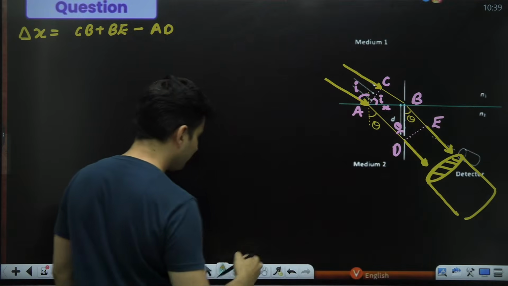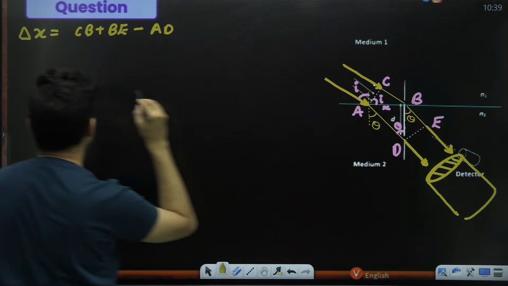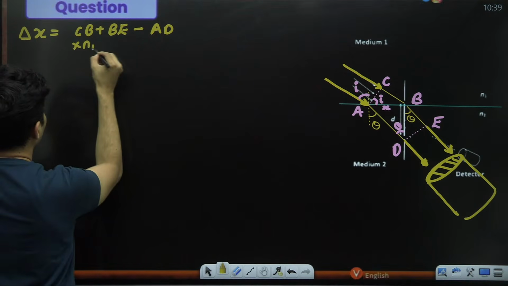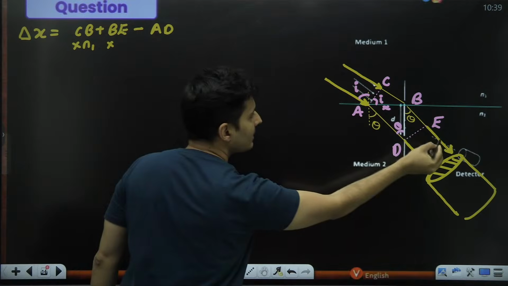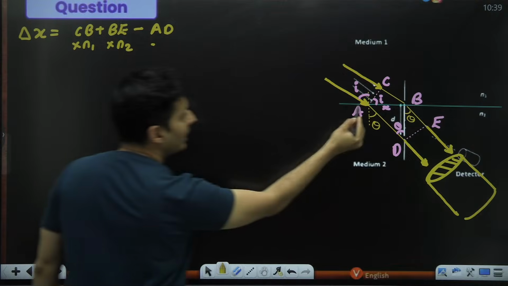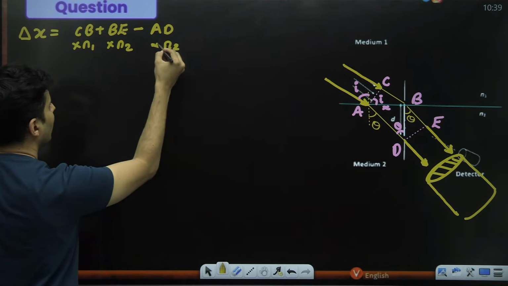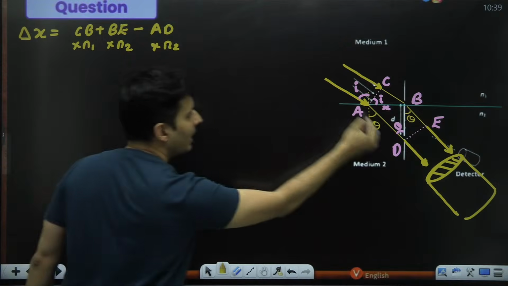Observe carefully. CB is in refractive index 1, so I will multiply it with N1. BE is in second refractive index, so I will multiply it with N2. A to D is in second refractive index, so I'll multiply it with N2 again.